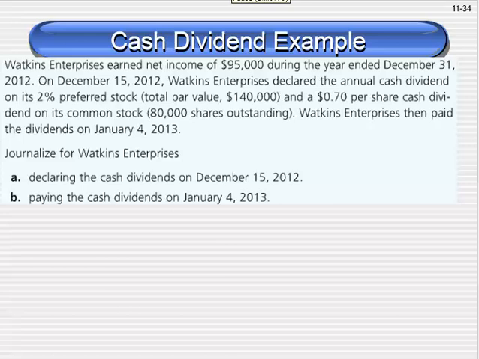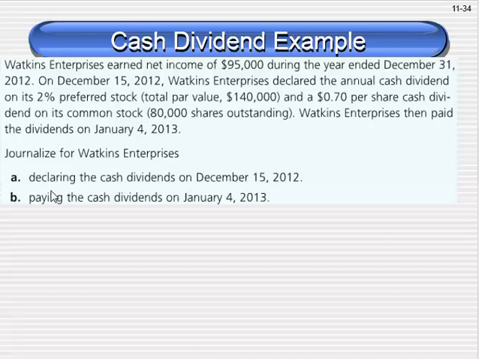Okay, let's review some dividend problems. Watkins Enterprises earned net income of $95,000 during the year ended December 31st, 2012. On December 15th, 2012, Watkins Enterprises declared the annual cash dividend on its 2% preferred stock, total par value of $140,000, and a 70-cent per share cash dividend on its common stock with 80,000 shares outstanding. Watkins Enterprises then paid the dividends on the 4th.